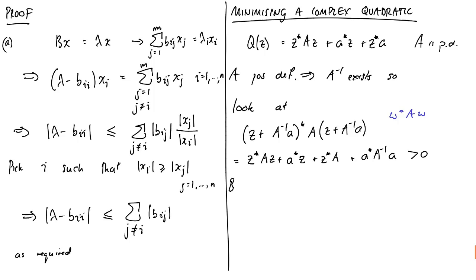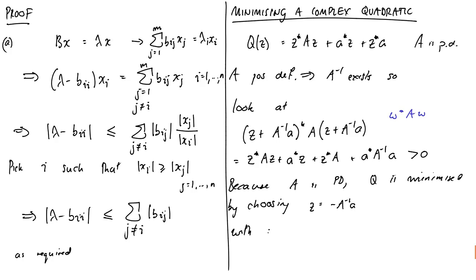So because A is PD, Q is minimized by choosing z equals negative A inverse a, because this expression here is the same as this one, except for a constant. So minimizing this expression is the same as minimizing Q, except the actual value you get is going to be different.